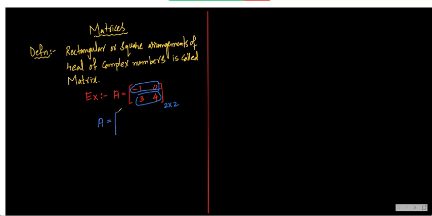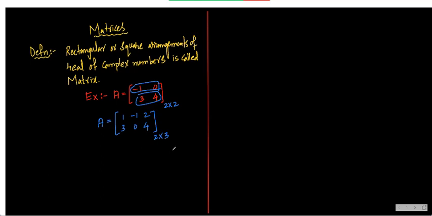Another example is 1, -1, 2, 3, 0, 4. What is the order of this matrix? How many rows are there? 2 rows. Very good. Yesterday's homework you did it. Means you did the homework. 2 by 3. So that's correct.